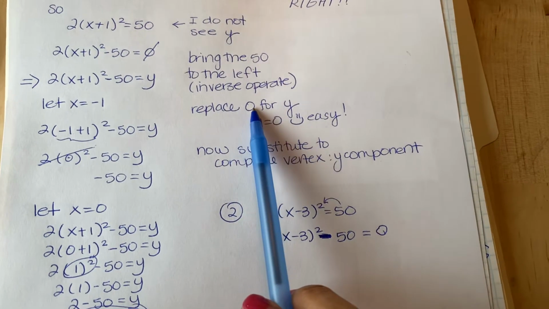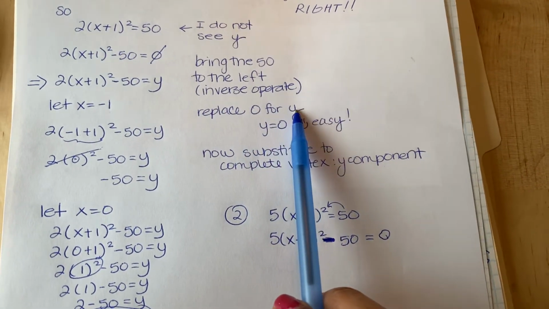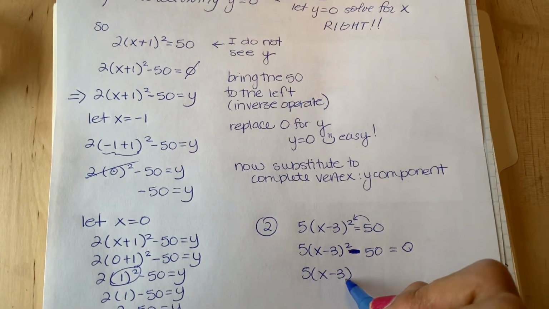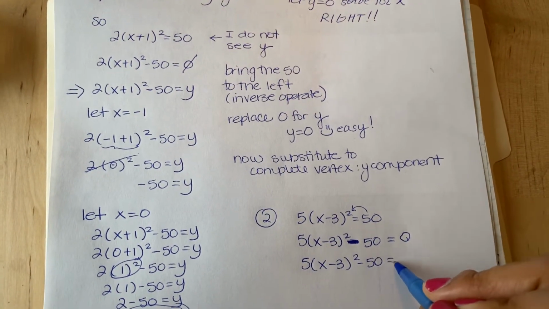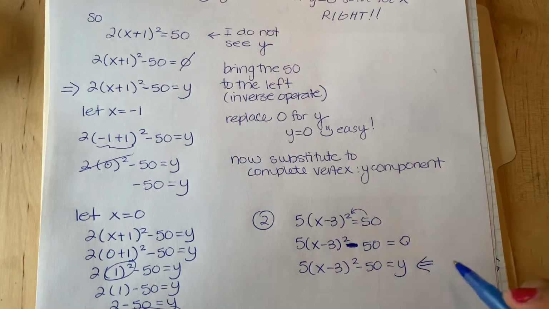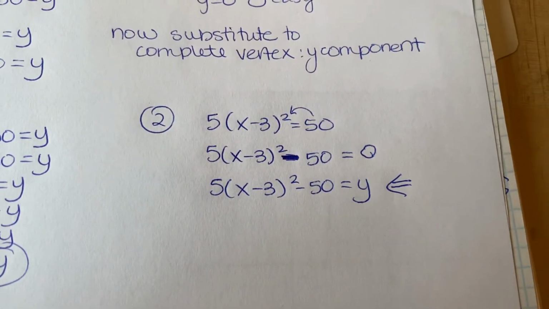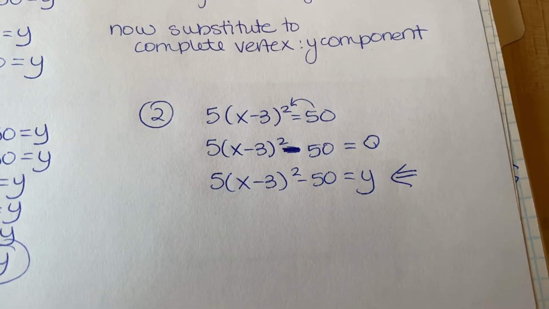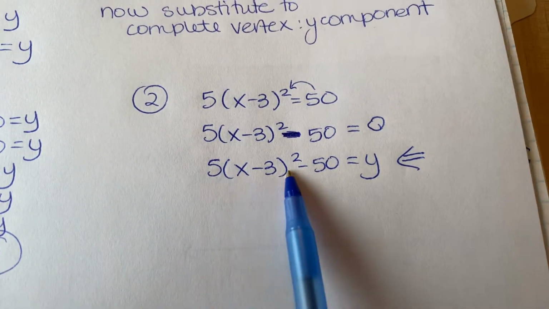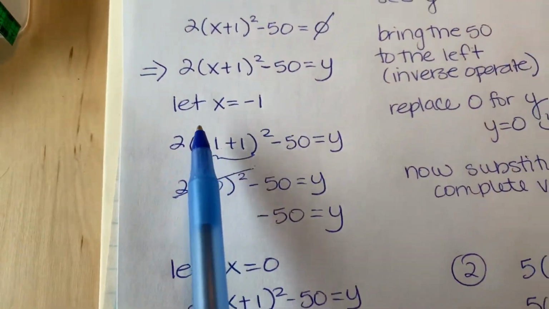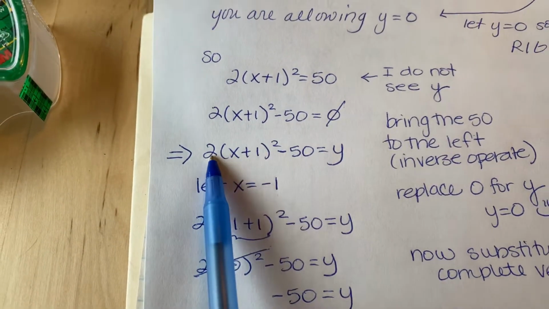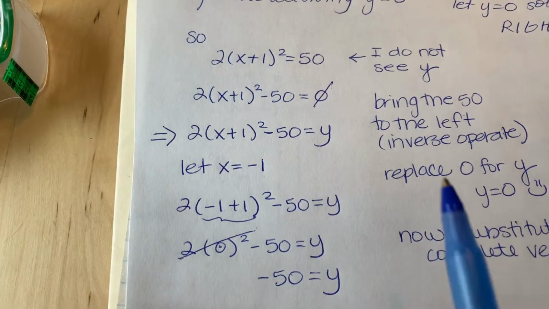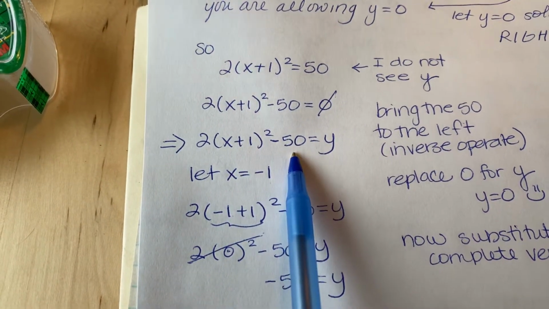Now replace the 0 and bring it back to the y. And so I get 5x minus 3 squared minus 50 is equal to y. And so that is our quadratic. That is what you're going to use to find your y values to your xy table. Now, if you notice, it's in vertex form, just like this was in vertex form. Here, my a is 2, my h is -1, my k is -50. So my vertex here was -1, -50.